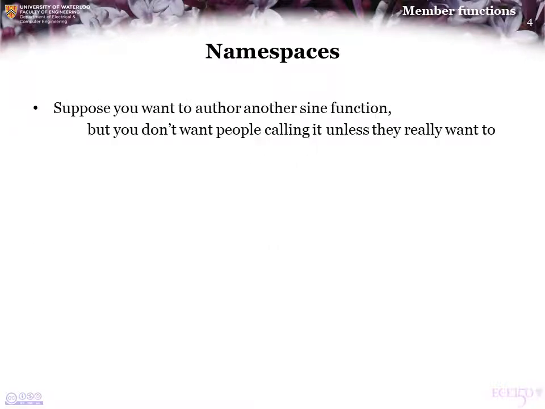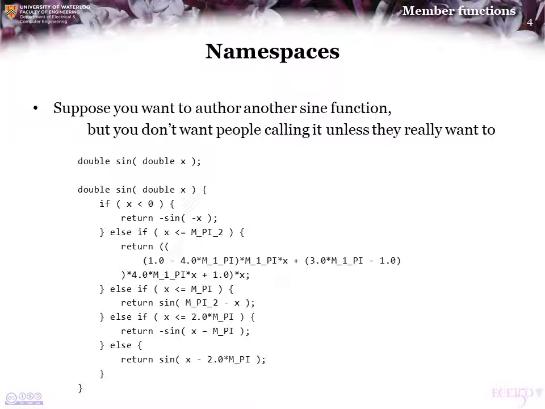Now, suppose you want to author yet another sin function, but you don't want people calling it unless they really want to. So for example, here I have a sin function that uses a spline approximation, at least on the interval from 0 to pi over 2. Outside that interval, it uses the standard properties of the sine function to map back onto that interval. The problem is, anyone could accidentally call sin, and this is the function they may call. The way we can avoid that is to wrap this in a namespace.